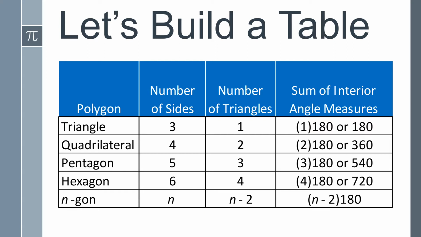So an n-gon, where we use n as the variable for the number of sides: the number of sides is n, the number of triangles is going to be n minus 2. And so the sum of the interior angle measurements is n minus 2 times 180. So basically, we've derived a formula.